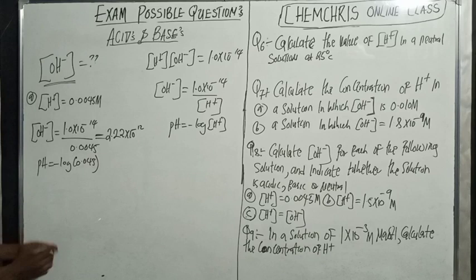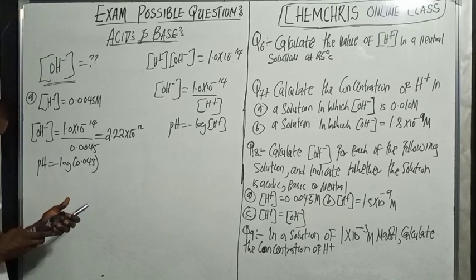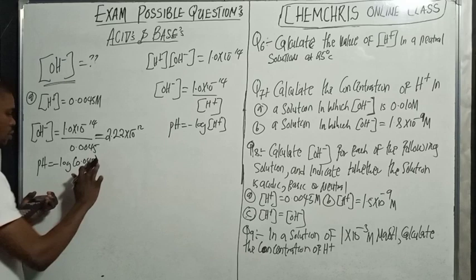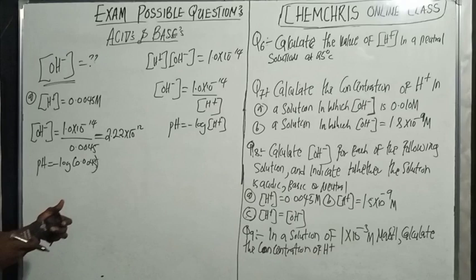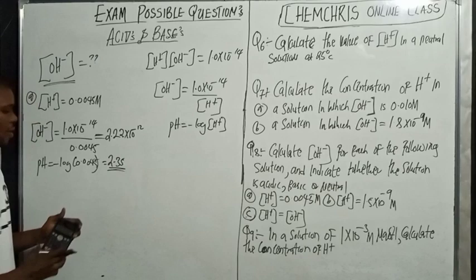0.045. Just understand? So you have to look for the pH of this one. So it'll be minus log 0.0045. You understand? So it'll be minus log 0.0045. So now the pH is what? 2.35. Okay. Now, from here, the pH is less than 7, right?